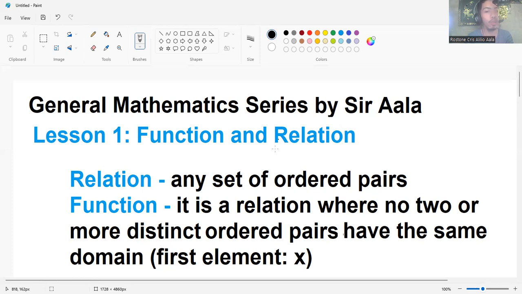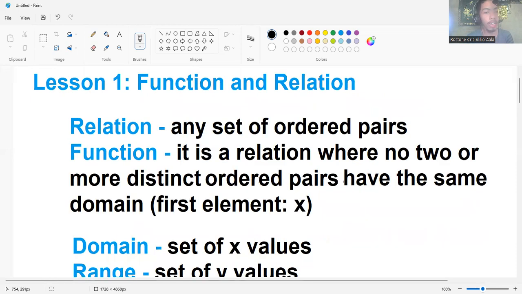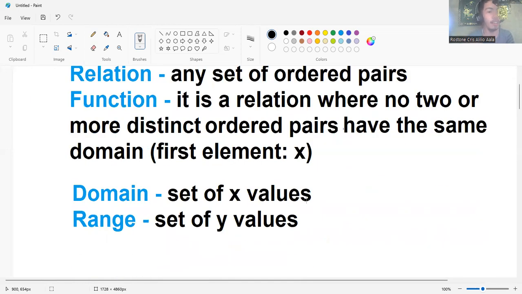So let us have the two types of set of a function and relation. So sa function and relation, meron tayong tinatawag na domain at saka range. Pag sinabi nating domain, these are the set of x values. Samantala, yung range, these are the set naman of y values. So, kung tutusin, ang domain ang tinatawag natin na input. Kaya nga 'di ba function, meron tayong input at saka output. Yung domain ang tinatawag natin na input. Okay? Samantala, yung range naman ang tinatawag natin na output.